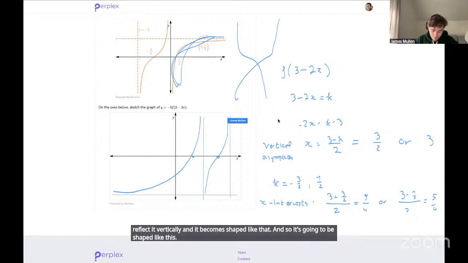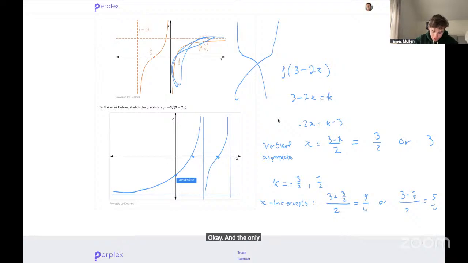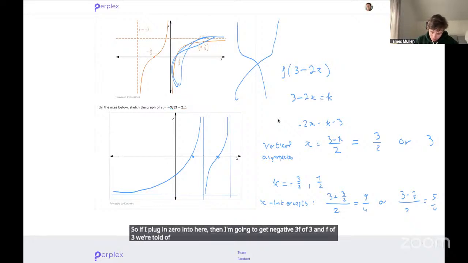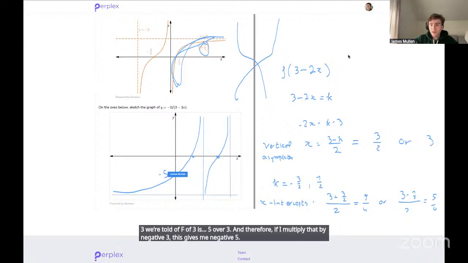Okay? And the only thing I want to answer now is what is that y-intercept? So if I plug in 0 into here, then I'm going to get negative 3f of 3. And f of 3, we're told, is 5 over 3. And therefore, if I multiply that by negative 3, this gives me negative 5. So I imagine we have some questions here.